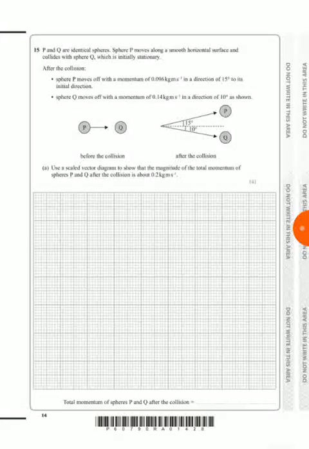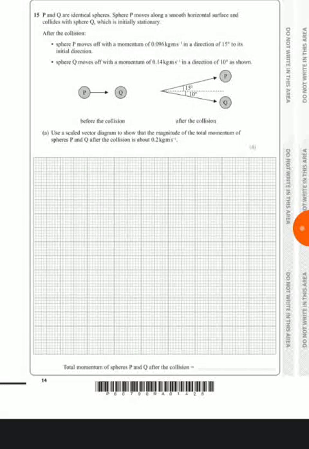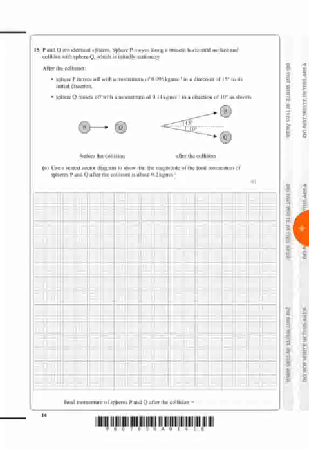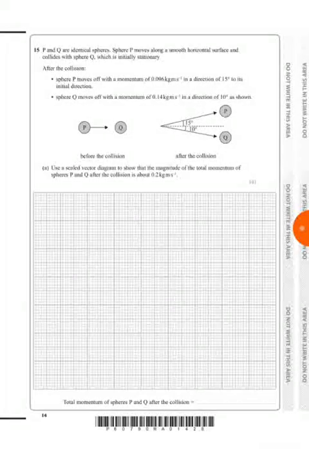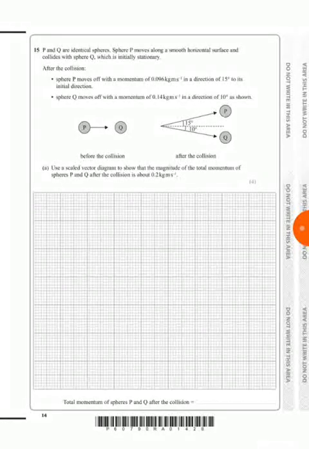Sphere P moves along a smooth horizontal surface and collides with sphere Q, which is initially stationary. After the collision, sphere P moves off with a momentum of 0.096 kilogram meters per second in a direction of 15 degrees to its initial direction. Sphere Q moves off with a momentum of 0.14 kilogram meters per second in a direction of 10 degrees as shown. Okay, before collision, after collision.